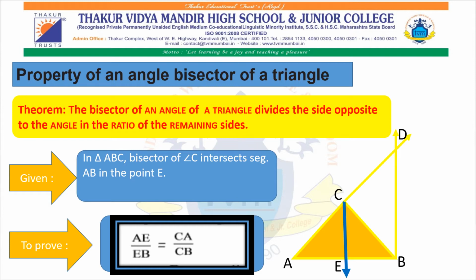Angle bisector property. The statement you can see on the screen: the bisector of an angle of a triangle divides the side opposite to the angle in the ratio of remaining two sides. So in triangle ABC, CE is the bisector of angle ACB, which divides side AB in the ratio of remaining two sides, that is AE upon EB is equal to CA upon CB. This is our proof which we have already done.